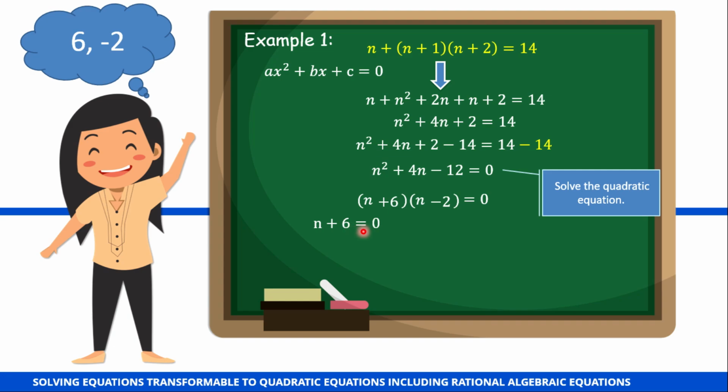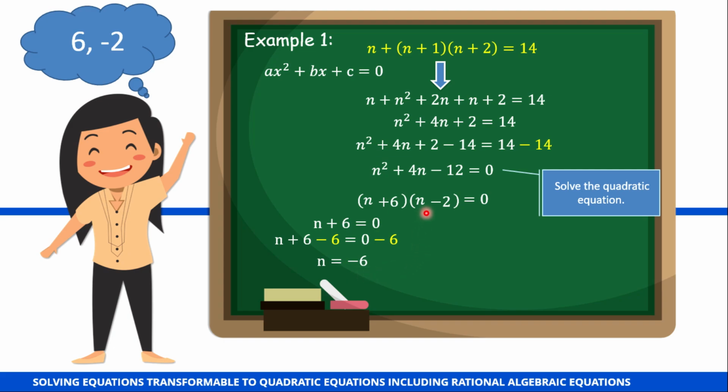Using addition property of equality, kailangan n lamang ang maiwan dito sa side na to. Mag-add tayo both sides ng negative 6. So, we have n plus 6 minus 6 is equal to 0 minus 6. Simplify. This will become 0. N na lamang yung maiiwan sa side na yan is equal to 0 minus 6, that is negative 6. Our first value of n is negative 6.